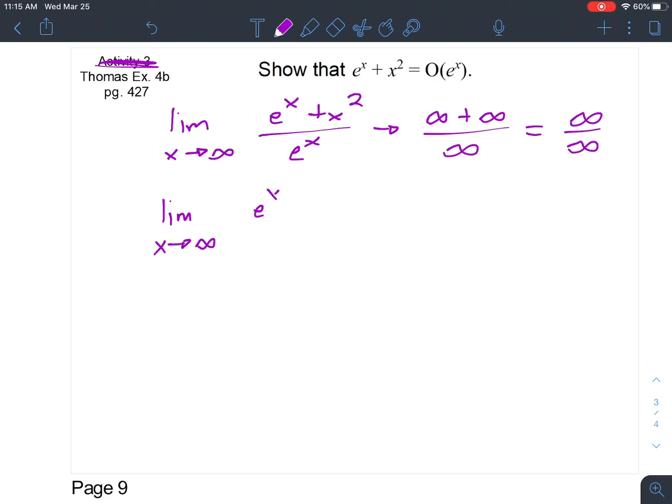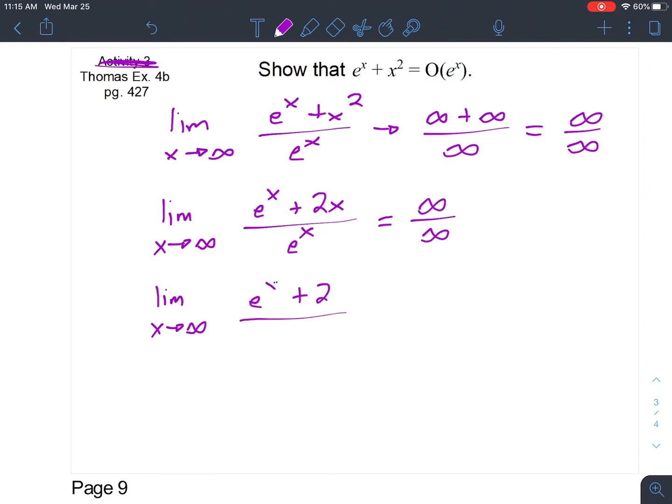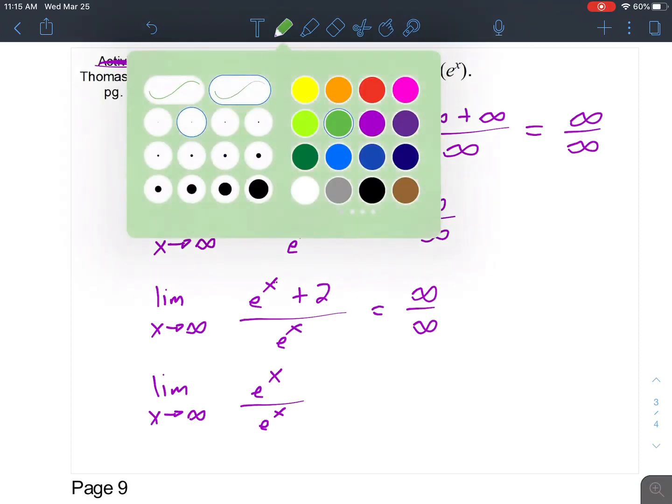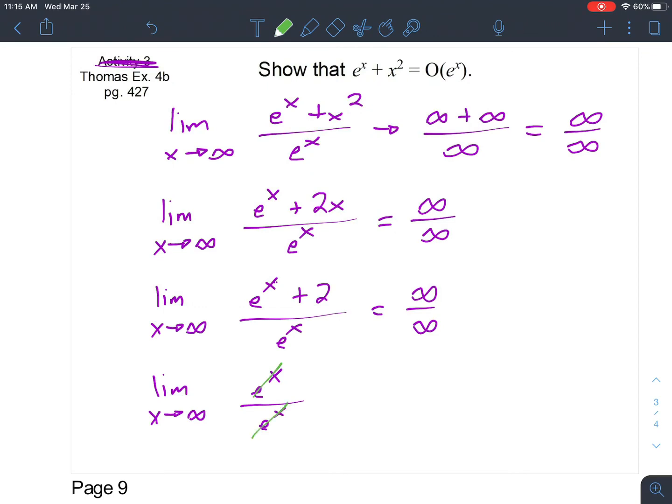Then our first derivative on top and bottom, we're going to get e to the x plus 2x over e to the x. This is still going to be infinity over infinity. We need L'Hopital's again. We get e to the x plus 2 over e to the x. That is still infinity over infinity. So we need to do L'Hopital's again. And finally, we get to a point where we have the exact same thing on top and bottom. So those are going to cancel. And we're just left with 1.